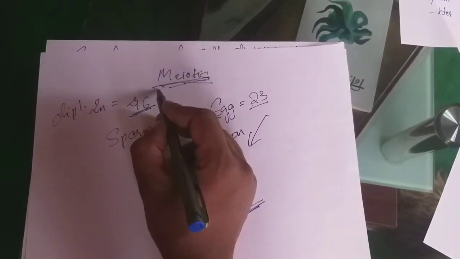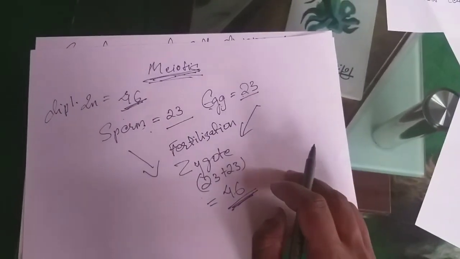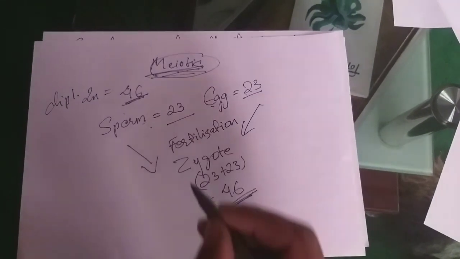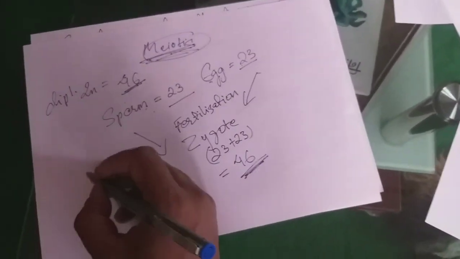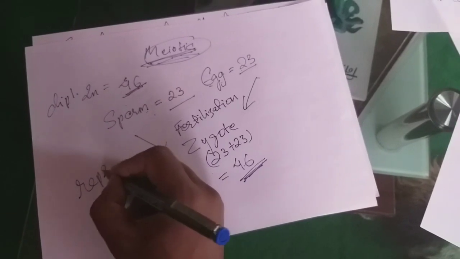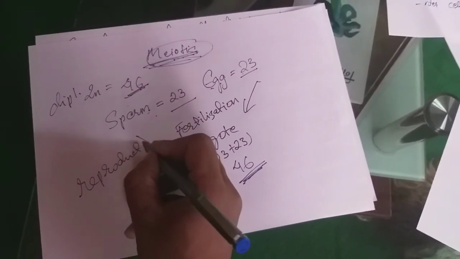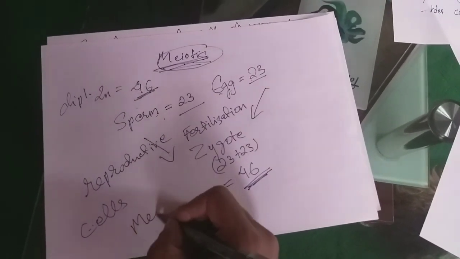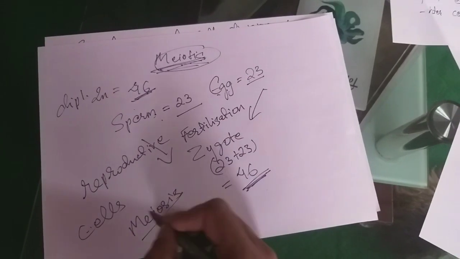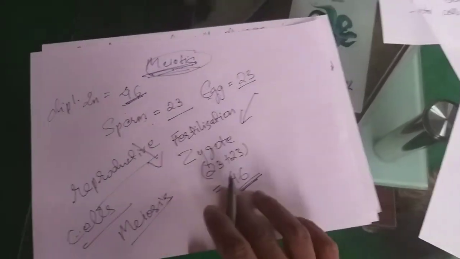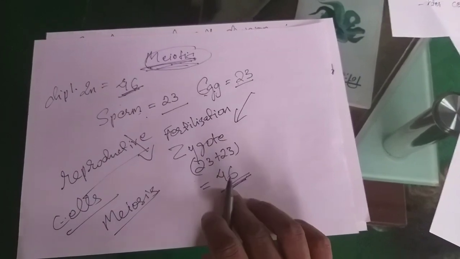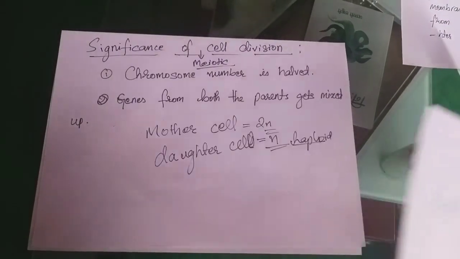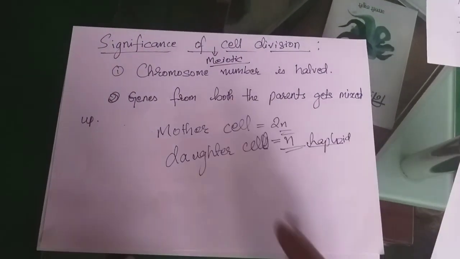In order to maintain the number of chromosomes through the continuance of generations, meiotic cell division occurs in the reproductive cells. That is the reason why reproductive cells always divide by meiosis. So that was the explanation of the first significance of meiotic cell division.